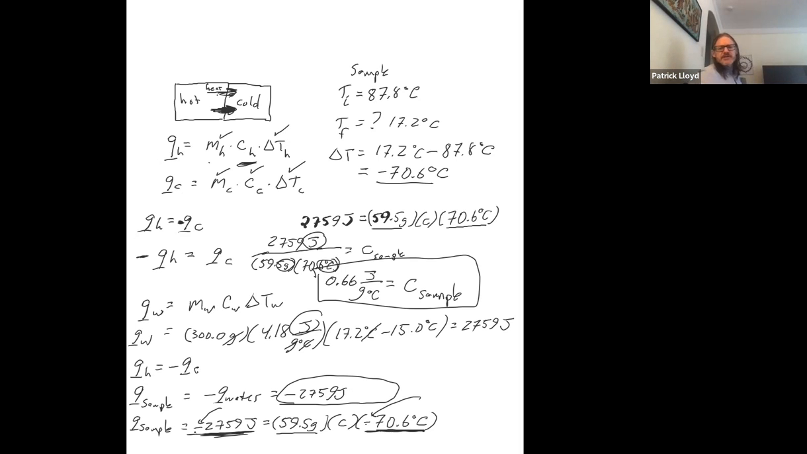Now you're going to see other approaches if you look at other people's videos or read textbooks, you can see different approaches. So sometimes, for example, I do it this way. I say, look, M sample, C sample, delta T sample equals minus M water, C water, delta T water. I'll write it out like that directly, right? Because Q of the sample is equal to minus Q of the water. And then you just algebraically solve for C of the sample and plug in all your numbers. That's a different approach. I typically do it that way, but I wanted to show you this way, step by step, so you could see what was happening.